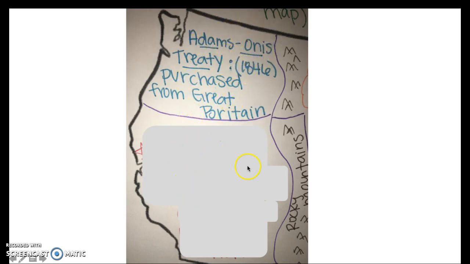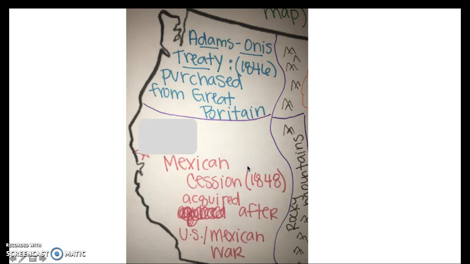The next part we're going to look at is the Mexican Cession. This happened in 1848. Mexican Cession means Mexico ceded or gave up this land to the United States after the U.S.-Mexican War. So we acquired this land. Mexico gave it up. They ceded it, which means they gave it away after the U.S.-Mexican War.